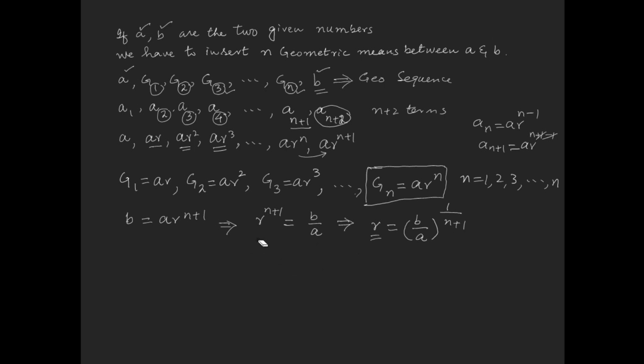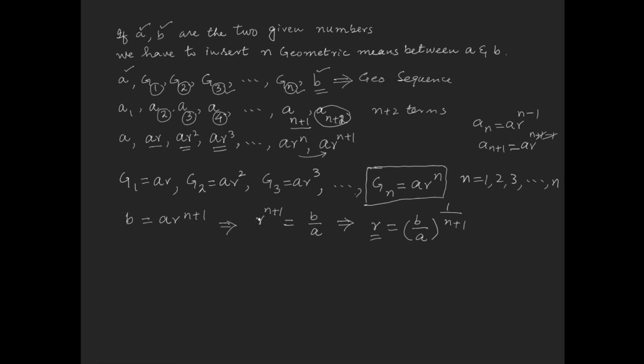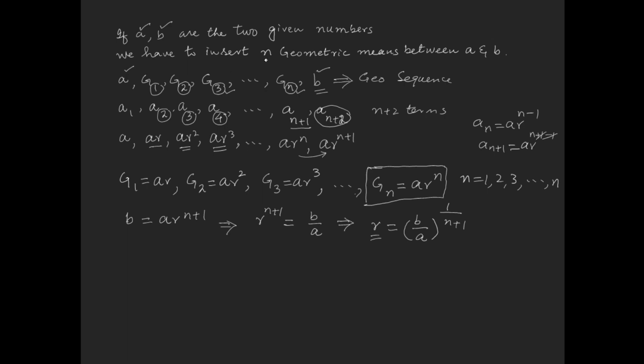Now we will be doing examples. Our first example is: find two geometric means between 81 and 3. 81 is A and 3 is B. The number of geometric means is n. So n is required, and A and B are required.